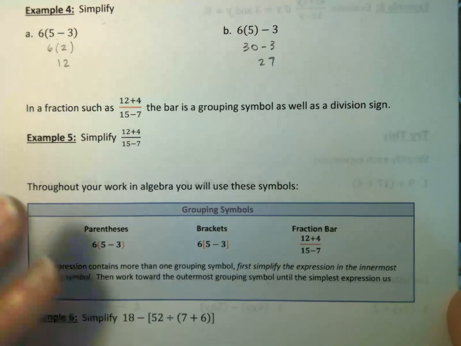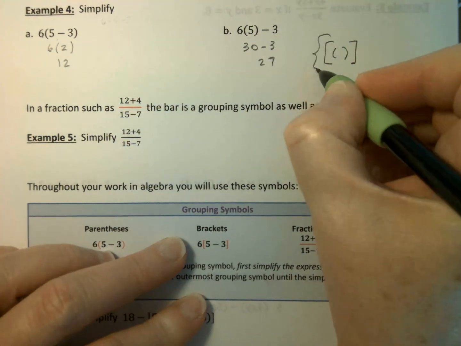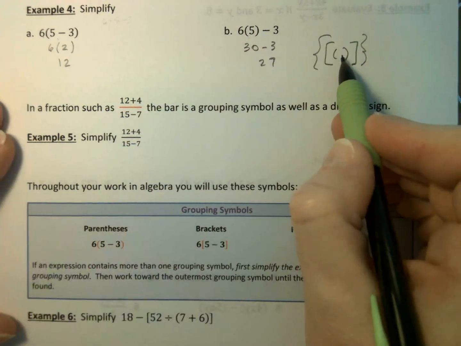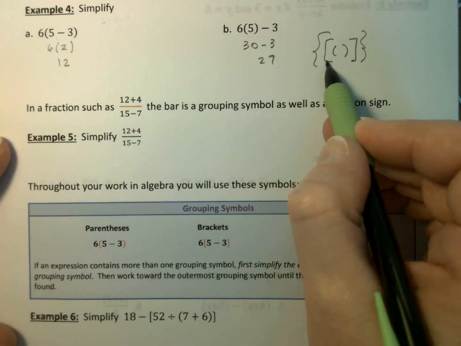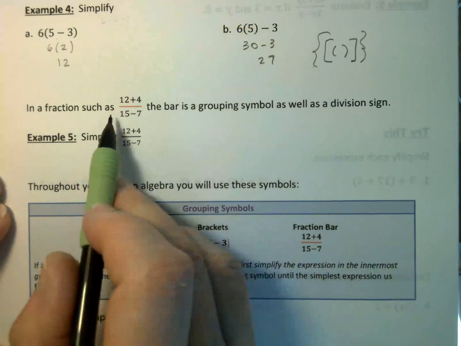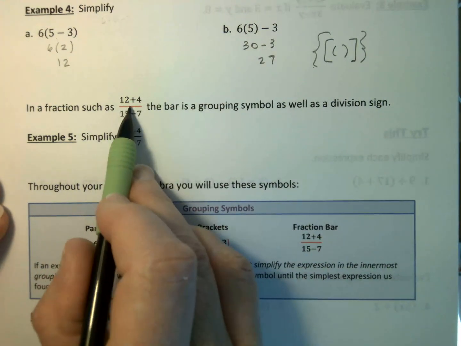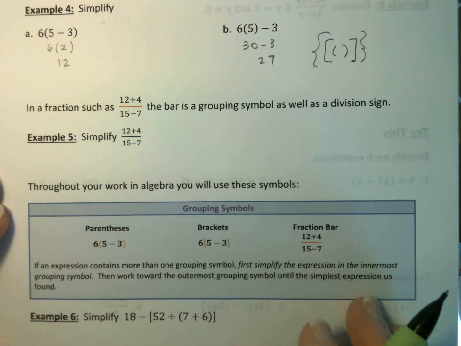Another grouping symbol, first let me draw these. So usually your grouping symbols go in this order. The smallest are parentheses; parentheses can be within brackets, and brackets can be within braces. Another grouping symbol is the fraction bar. Okay, here I've got it in red. And this counts as a grouping symbol, and it also counts as division.